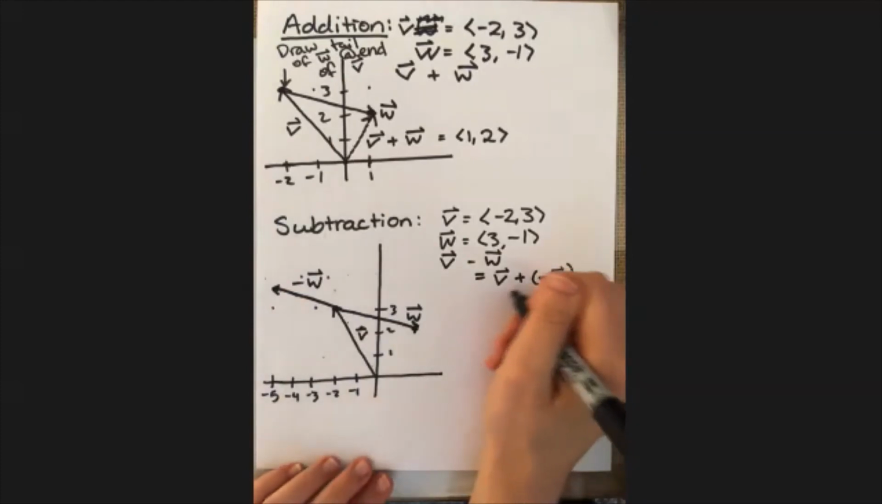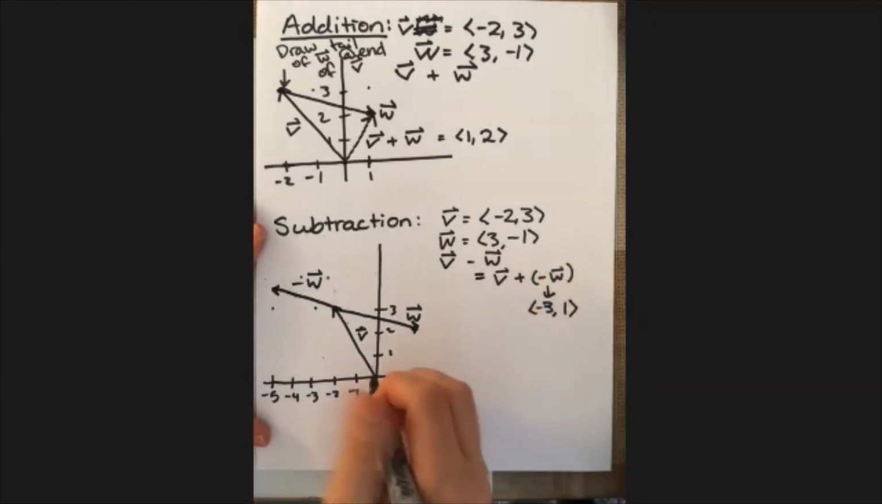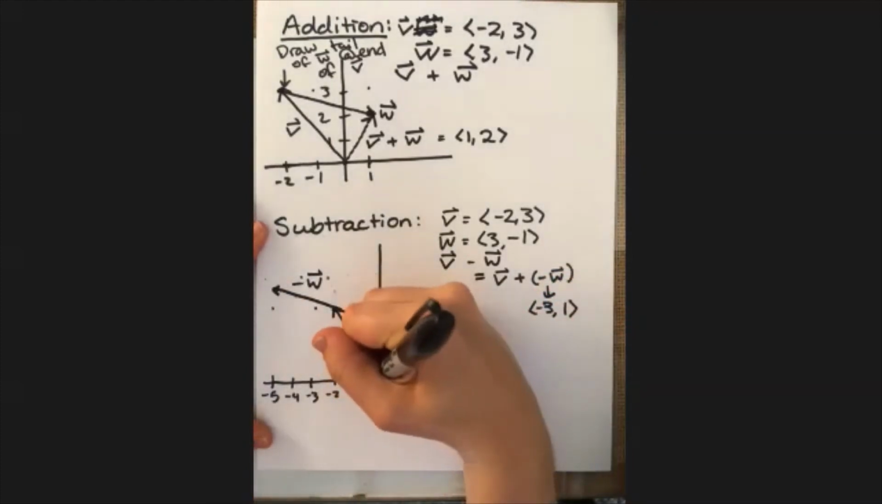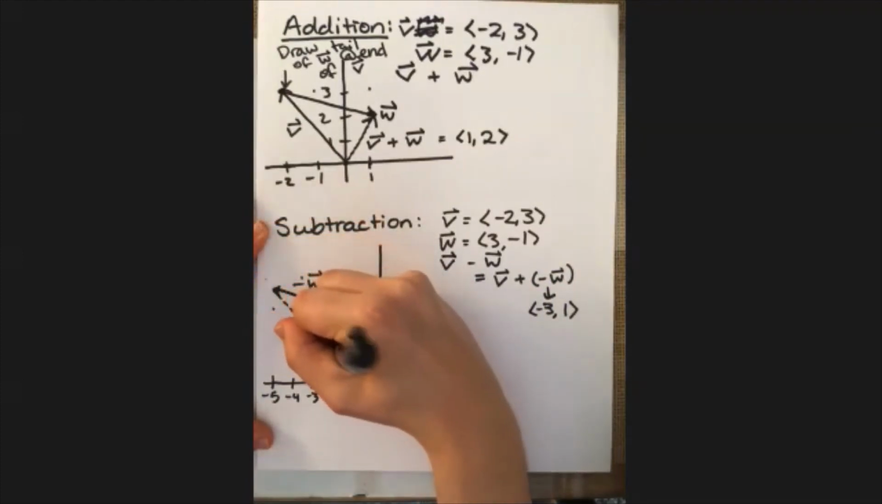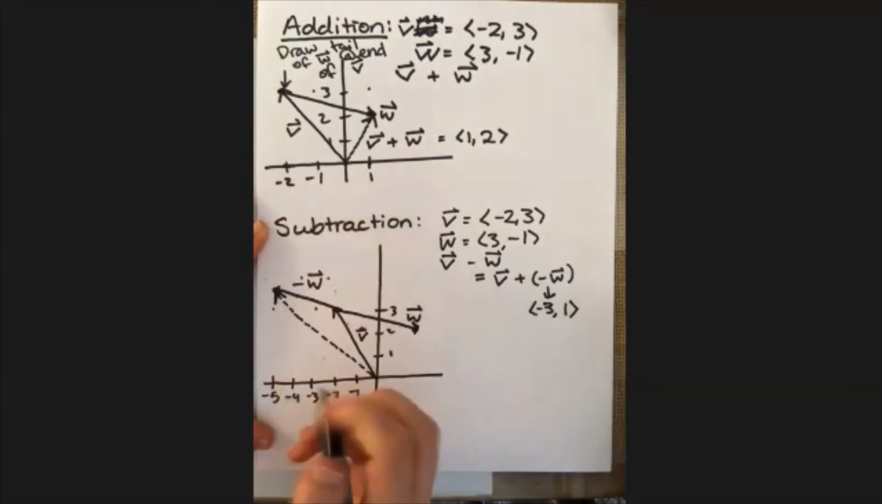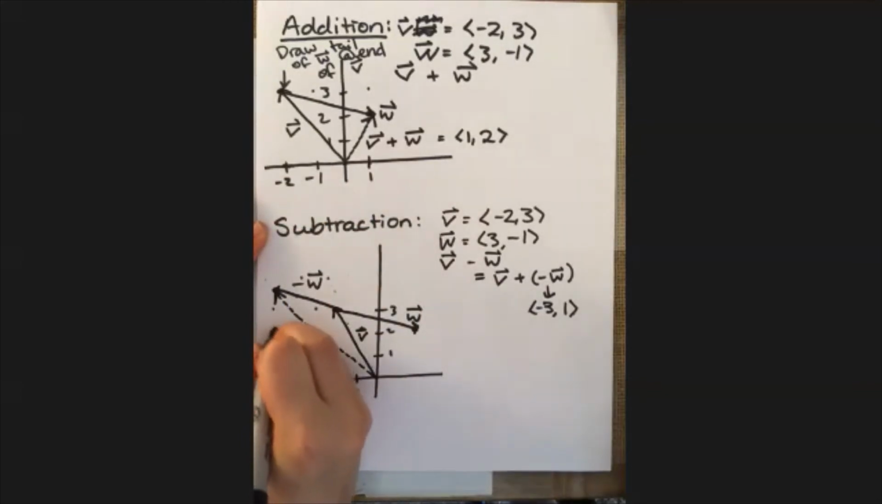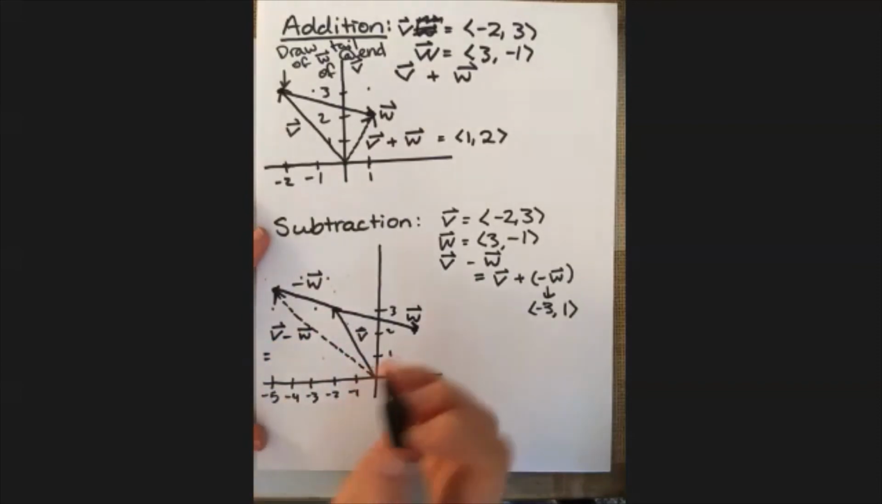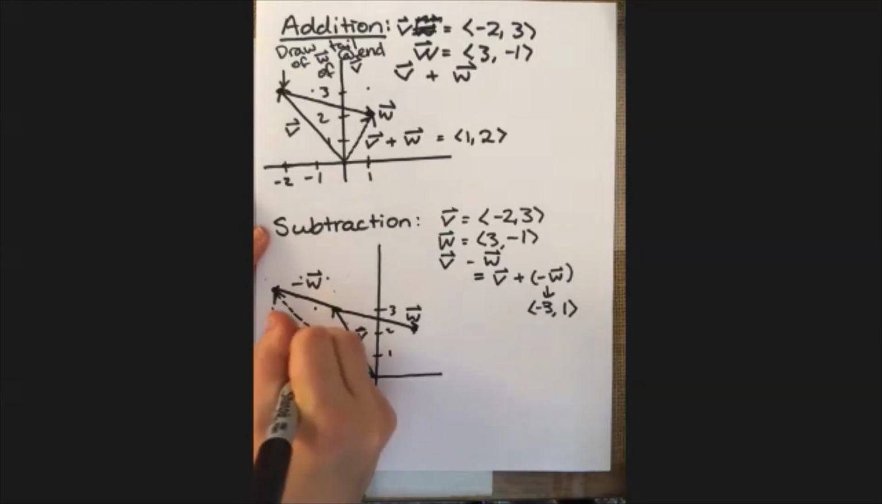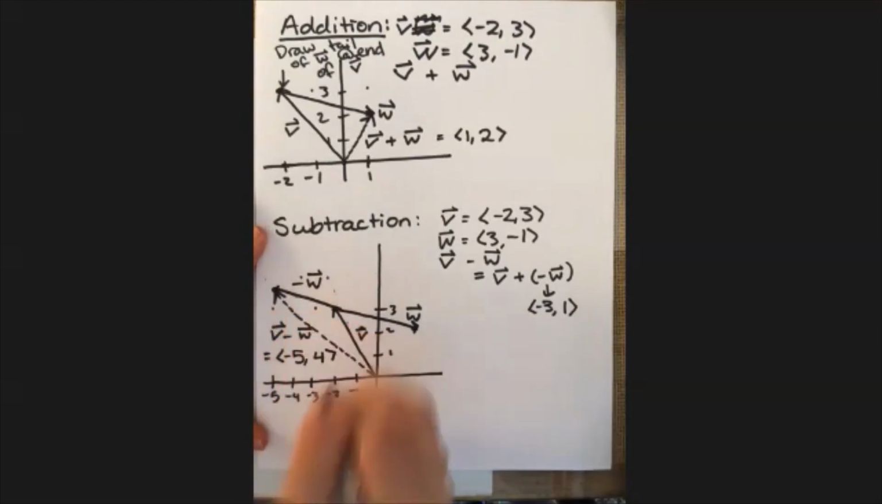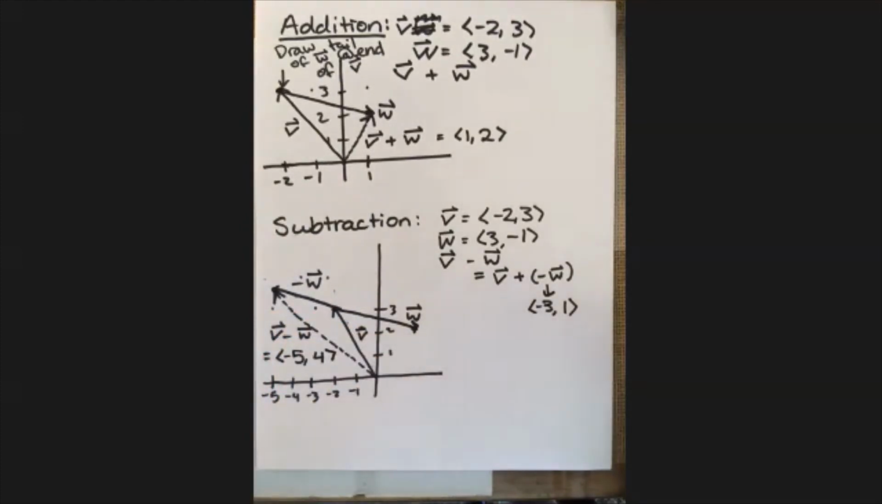And now, since we're still working in the framework of addition, we're going to go back to this idea of taking the tail of V and connecting it to the end of W. And this vector right here is our V minus W. And if we want to check this with our component-wise subtraction that we did earlier, this is indeed that negative 5, 4 that we had earlier.